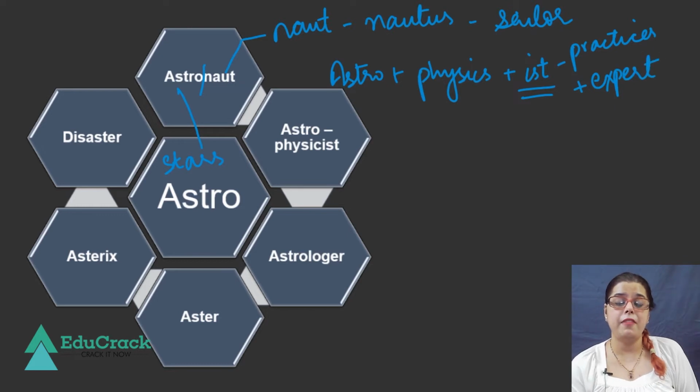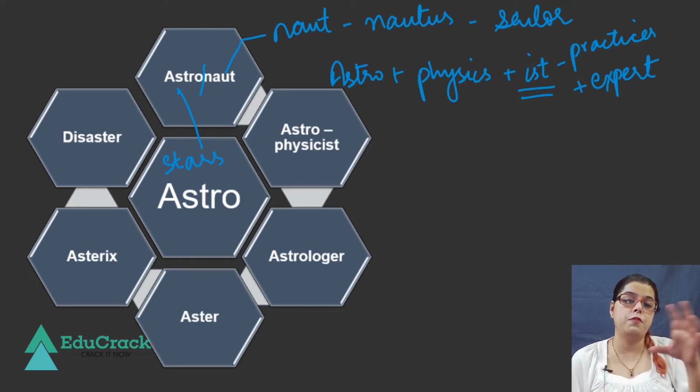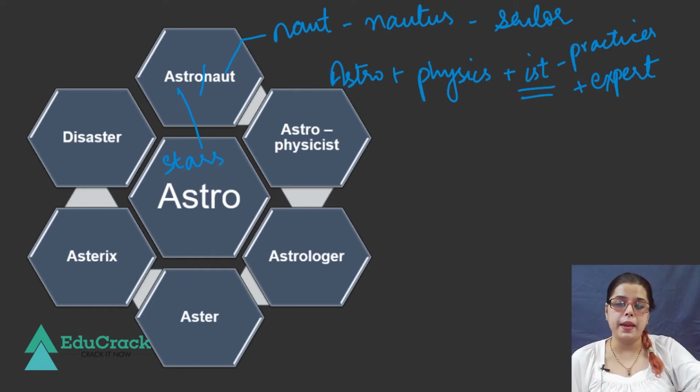So for example, we have chemist, who is an expert in chemistry. We have astrophysicist, who is an expert in the physics of the stars or physics of the space. These are the people who study the physics of space.